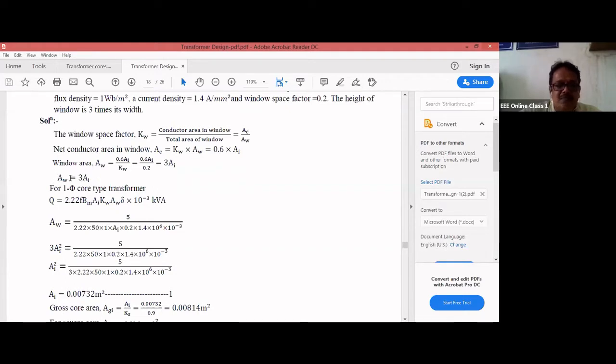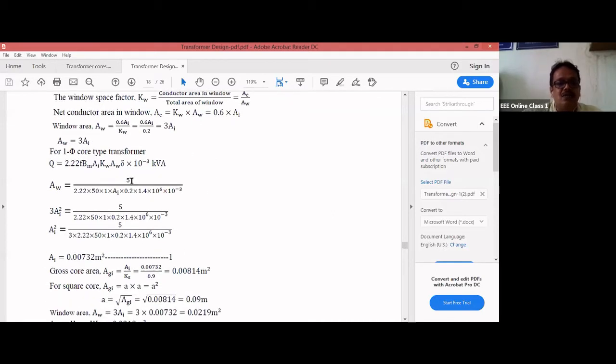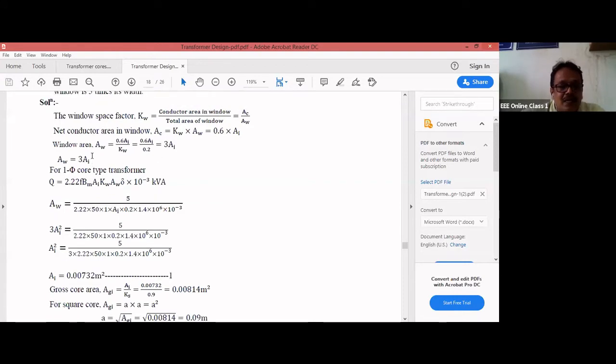After finding out, the area of the window is equal to 3 into AI. Once again, the area of the window is the height of the window into the width of the window, equal to 3 into AI. To find this area of the window, I have to calculate AI, the net iron area. How can I calculate the net iron area? I can use the output equation of a single phase 4-type transformer. The equation is Q is equal to 2.22 f Bm AI Kw AW delta into 10 power minus 3 kVA.